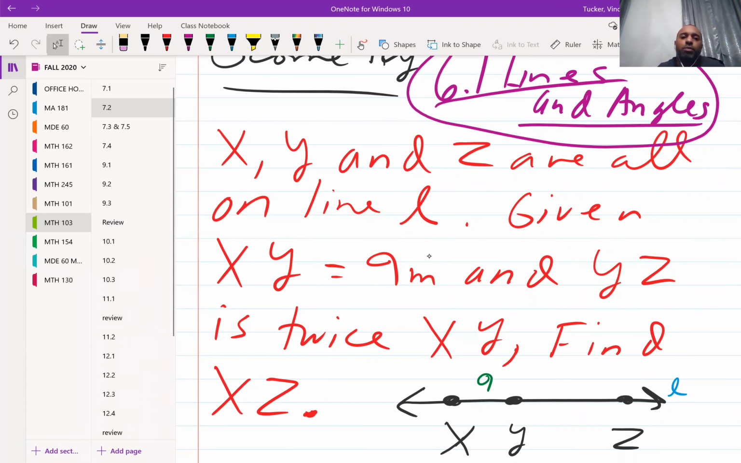So here, the first one: X, Y, and Z are all on line L. Given XY is 9 meters and YZ is twice XY, find XZ. All right, you guys copy that.